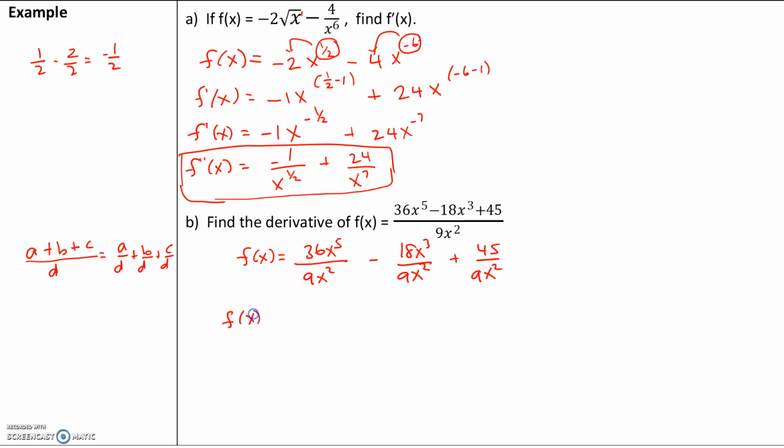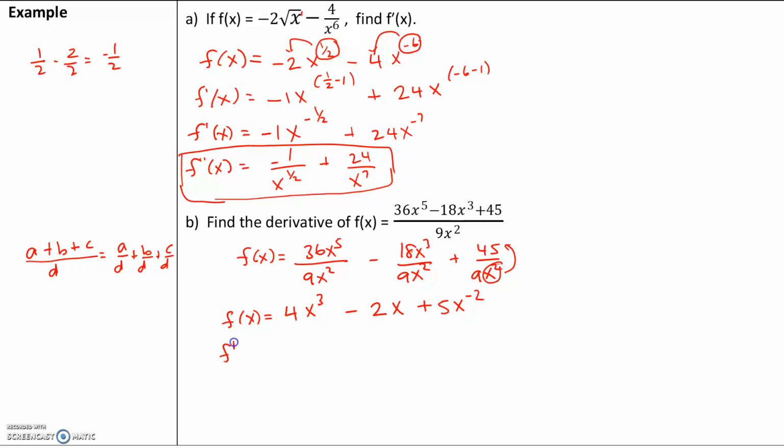Okay, if I keep simplifying this, 36 divided by 9 is 4, and x to the 5th over x squared is going to be x to the 3rd. 18 divided by 9 is 2, x cubed over x squared is x. 45 divided by 9 is 5, and remember the x squared, we have to write this in the numerator, so this becomes 5x to the negative 2nd.